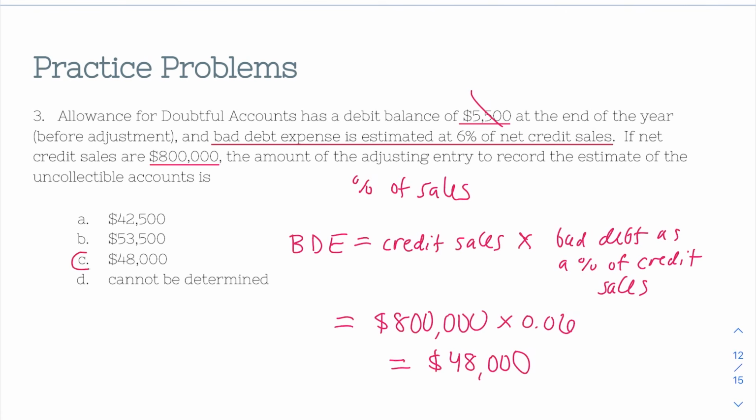And then just in case you were curious, your adjusting entry would look like bad debt expense debited for $48,000 and allowance for doubtful accounts is credited for $48,000. Your adjusting entry will always look the same. Okay, so that handles that question.